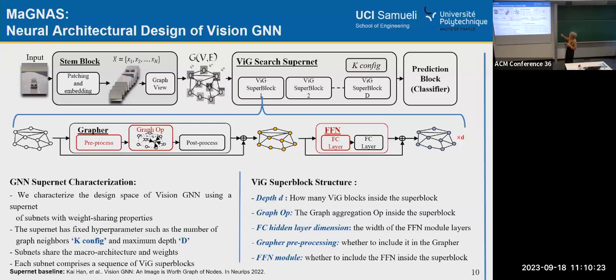So then we define a search space for the microarchitecture of the superblock by making it dynamic, by varying different architectural parameters. For instance, the depth, meaning how many layers of grapher and FFN modules are within the superblock. We also vary the graph operation, the aggregation specifically, to the four alternatives that we discussed before. We also vary the number of hidden components in the combination layer. And we also make some layers optional, for instance, the graph pre-processing in the grapher module and the FFN module entirely.